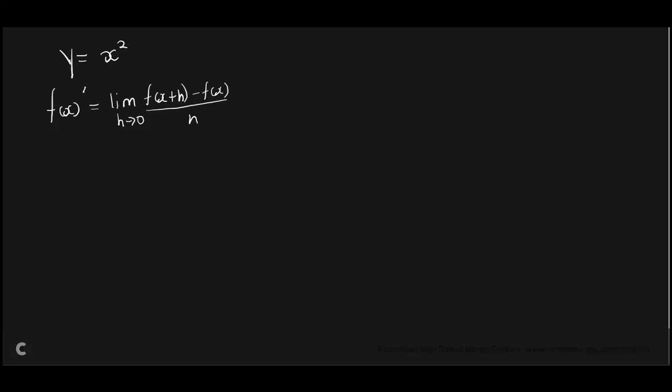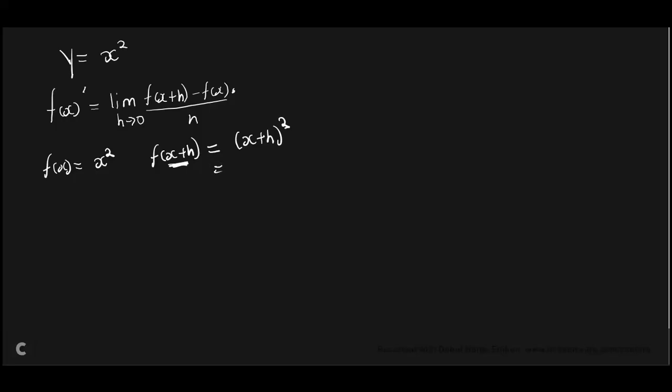The first thing that you need to do is find the f of x. So the f of x is the given equation, which is x squared. Then the next thing is you need to find what we call f of x plus h. So here you replace wherever there's x in the given equation, right? Remember that the given equation is x squared, so you have to say x plus h, squared.